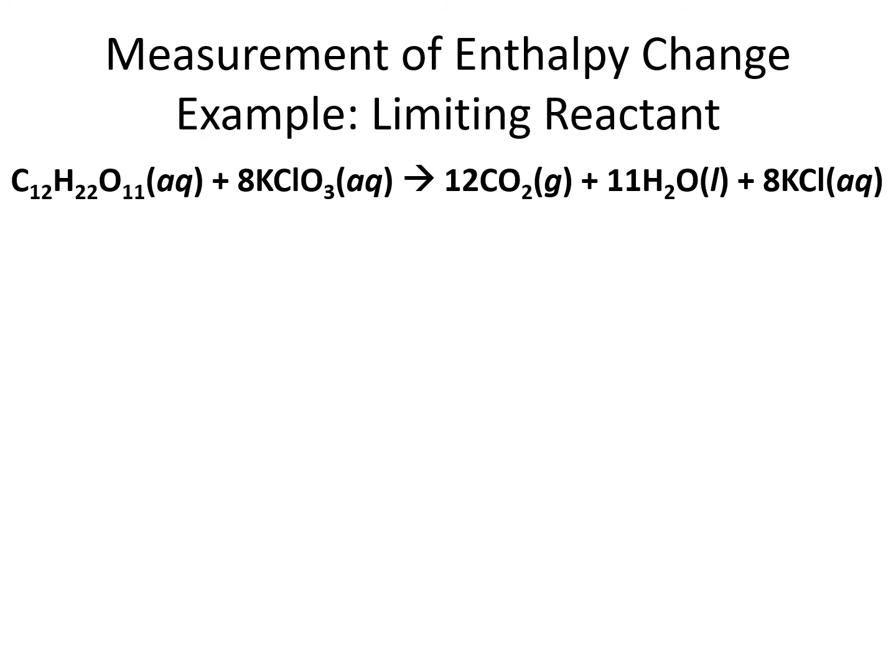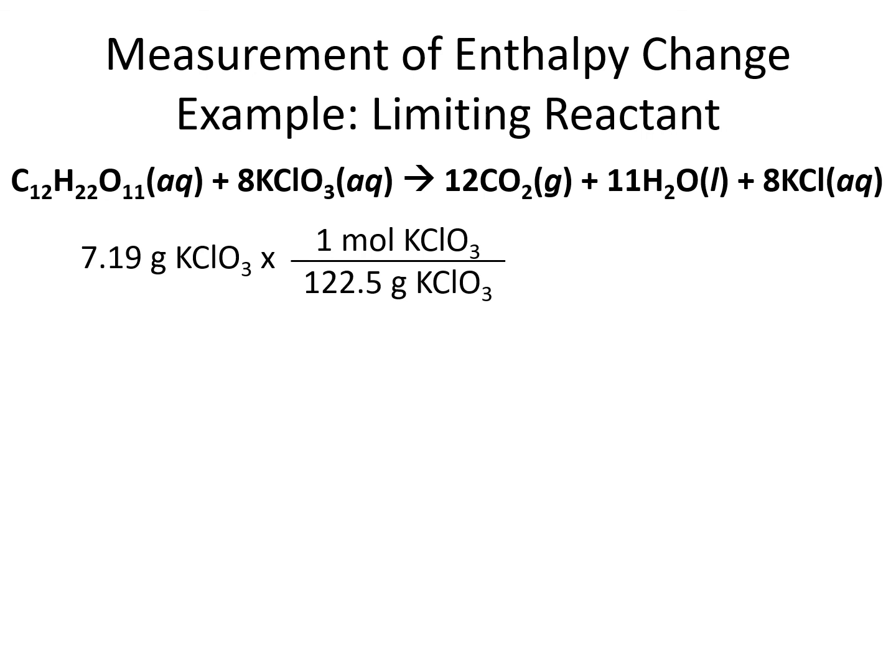Now we're going to do the same type of calculation, but with our other reactant, the potassium chlorate. We go from grams of potassium chlorate to moles of potassium chlorate. We take our 7.19 grams of potassium chlorate, divide by the molar mass of potassium chlorate, which is 122.5. Again, grams cancels out with grams, and molar mass is on the bottom next to grams. We come out with 0.05869 moles of potassium chlorate.